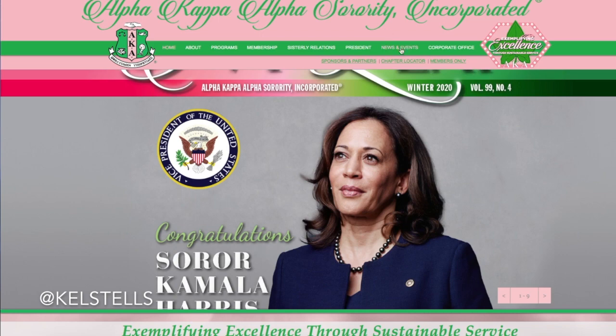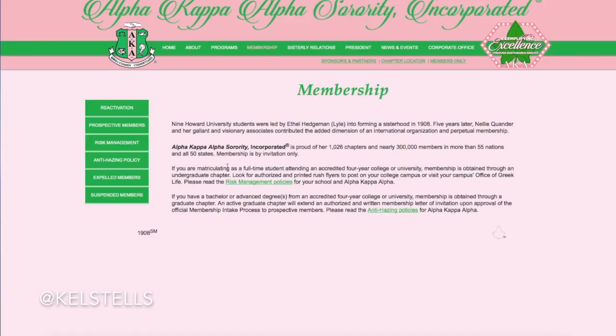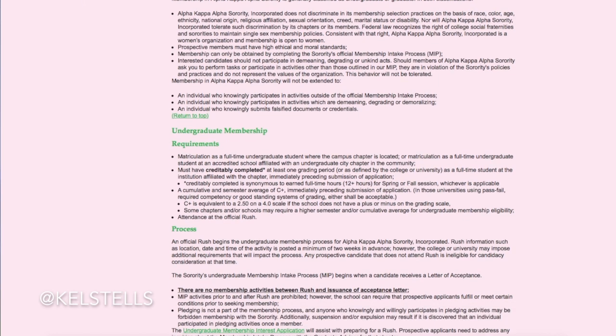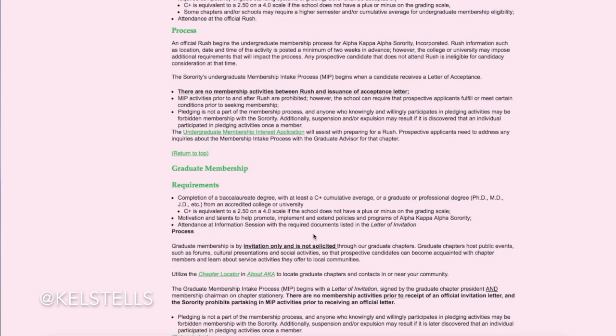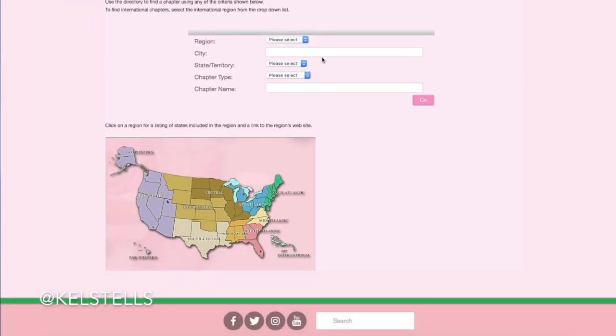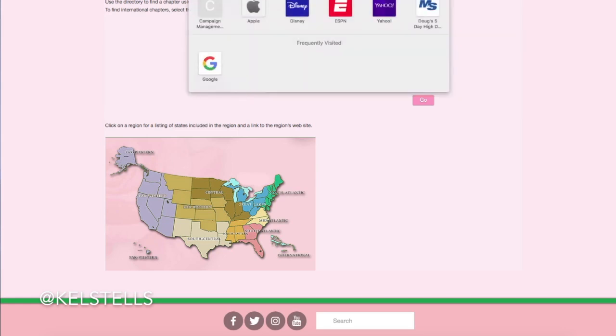So here is Kappa Alpha again. We're going to go to their membership and then the sorority locator or chapter locator page. So we're just going to run back through this really quickly. Chapter locator, and then you can search by region, you can search by state, and you can also search by chapter type on their particular website. So if you need any assistance with that, that's where you can find that information.